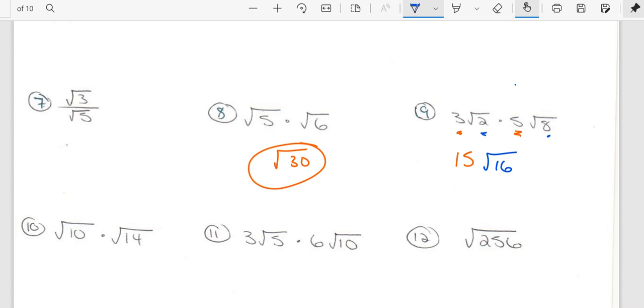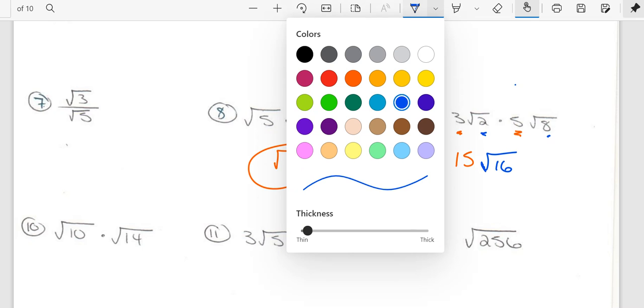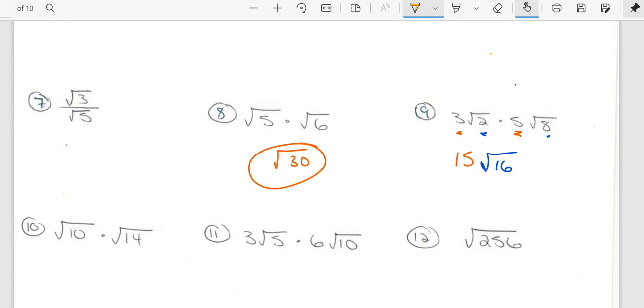We get 16. Now, for a problem like number 9, though, we can go a little further with this, and this will be something I would want you to do. We're not going to be formally simplifying radicals, but you should know that 16 is a perfect square. The square root of 16 is 4. So really, this is just 15 times 4. If it is a perfect square, you should simplify that. So 15 times 4 is 60. So for this one, my answer is 60.